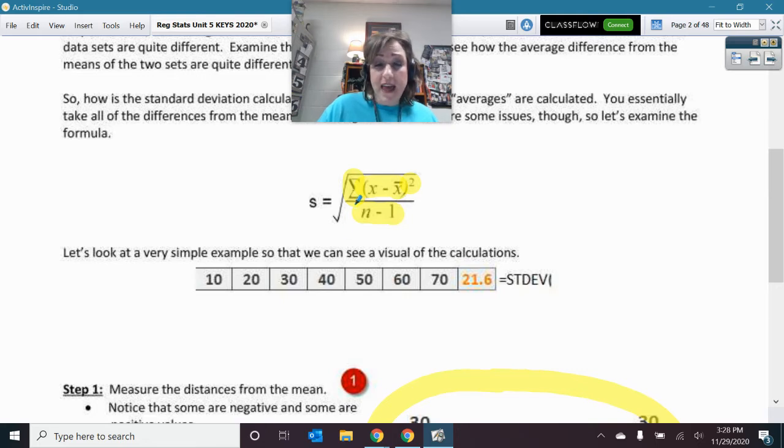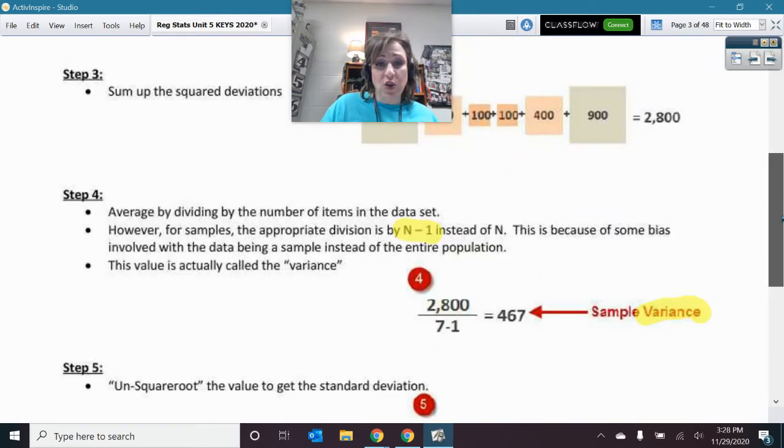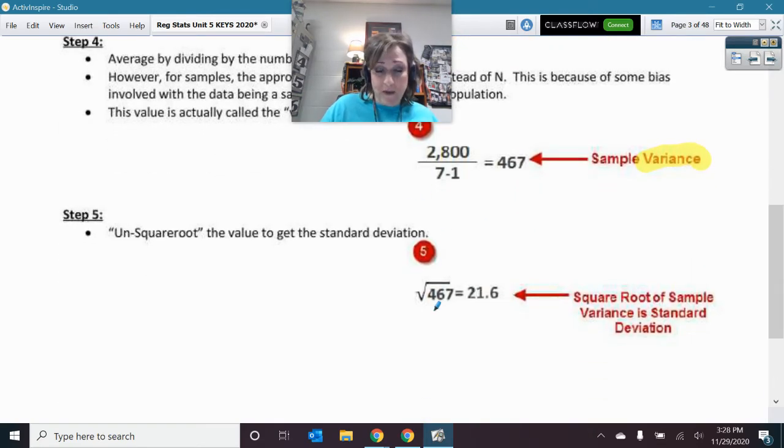And once we do all of that, that's the variance. But to get the standard deviation, you have to then backtrack it off. Whereas you had previously squared the data, now let's unsquare it by taking this square root. So that's how you get it down to that standard deviation. So the average distance from the mean for those 7 numbers was 21.6.